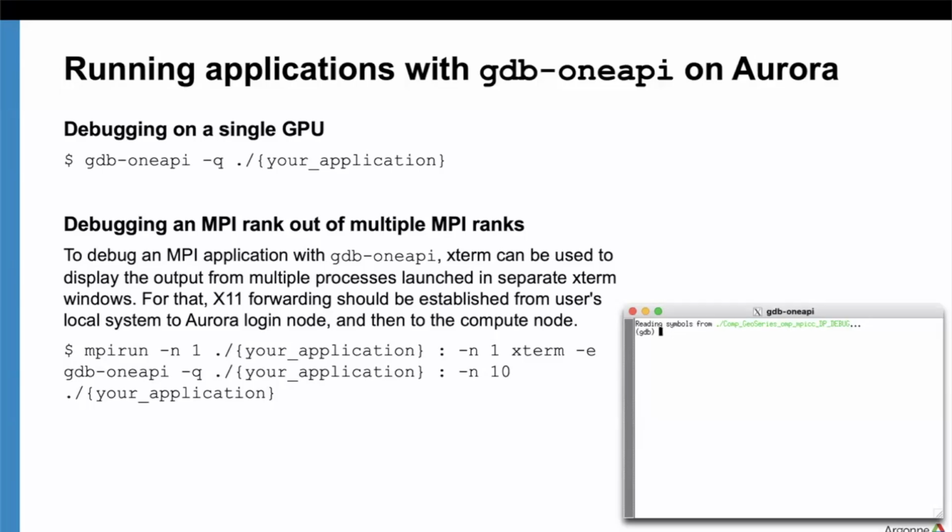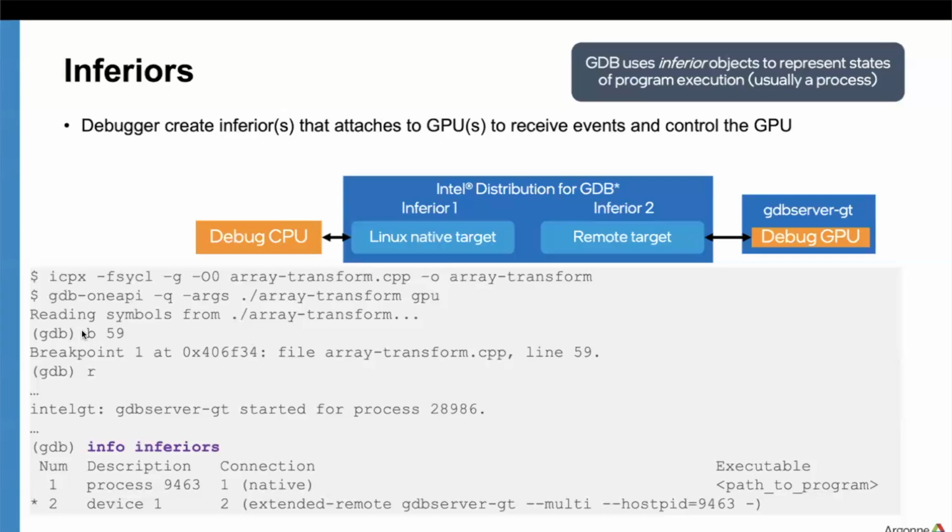So in order to start debugging on a single GPU, it's very simple. You can just put gdb-oneapi -q, and then just run the application, right? On debugging, you may also use gdb-oneapi with multiple MPI ranks or some MPI application, and you may just attach gdb-oneapi to one of the MPI ranks. For that, you need to use xterm because, as you can see in the previous example, once you start GDB it shows the debugging information for a specific rank, right?